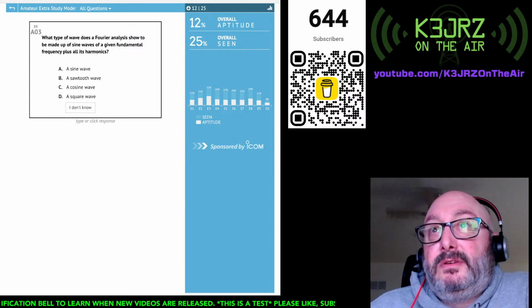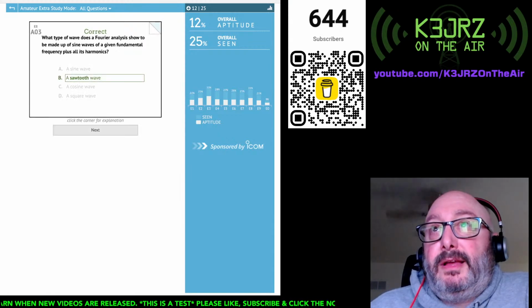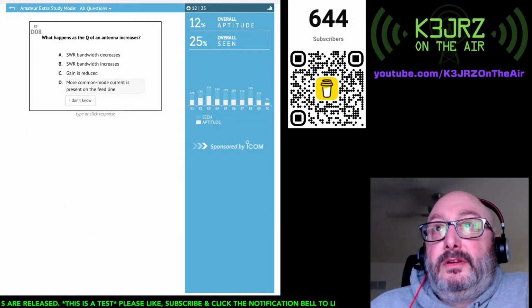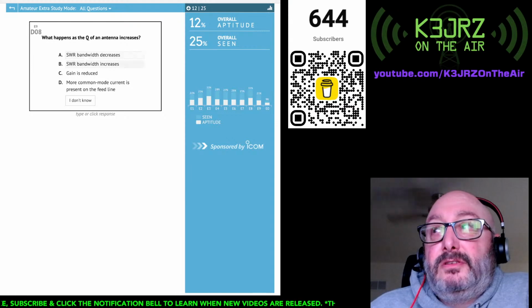Frequency plus. Oh, sawtooth. I kind of knew that. It's a sawtooth. What happens as the Q of the antenna increases? Oh, yeah. What happens as the Q of the antenna increases?